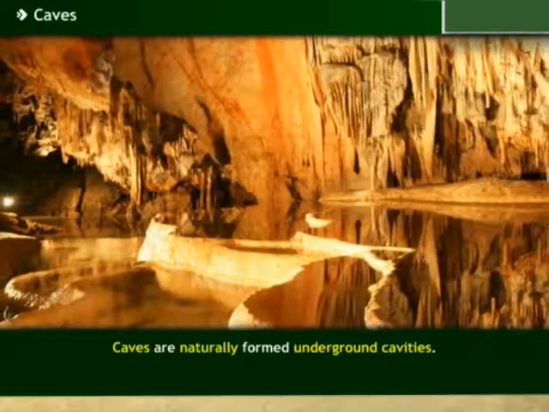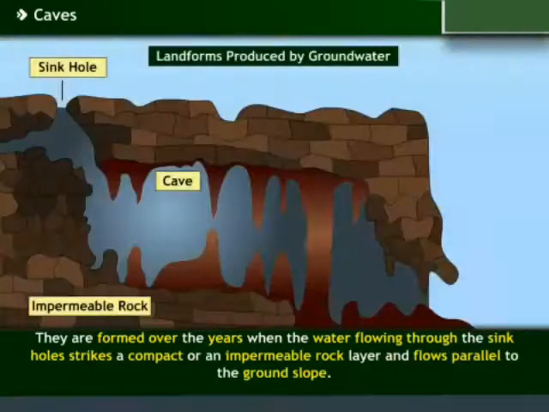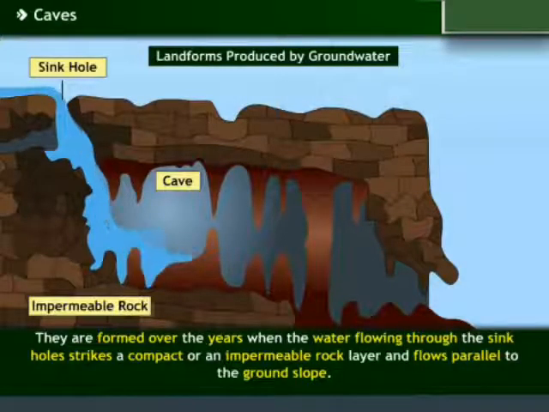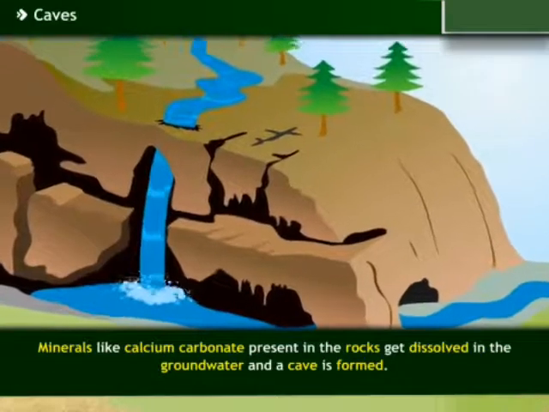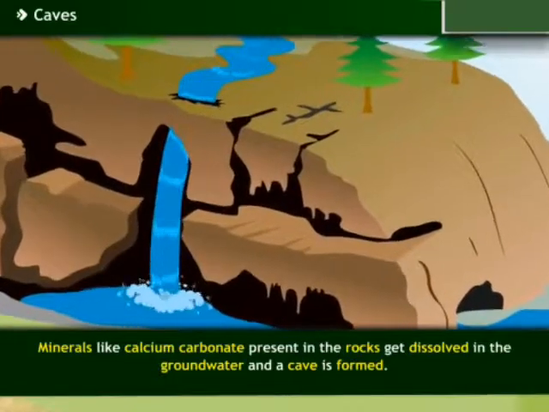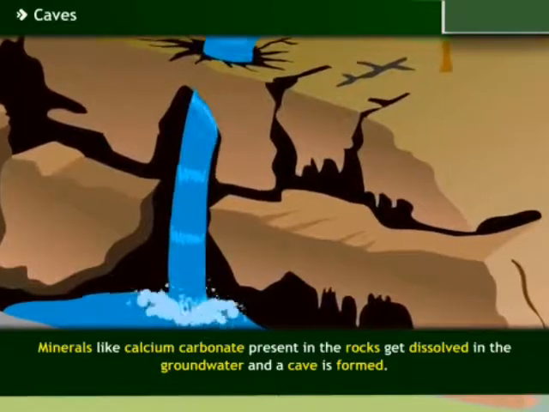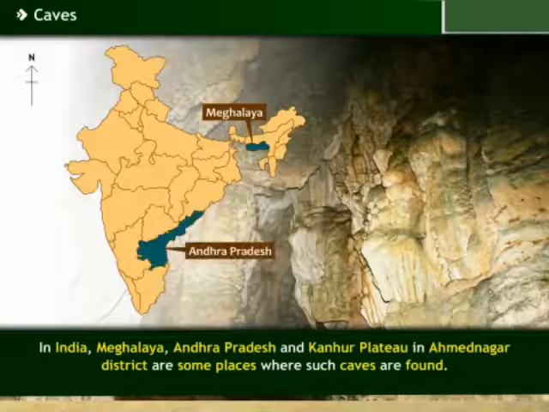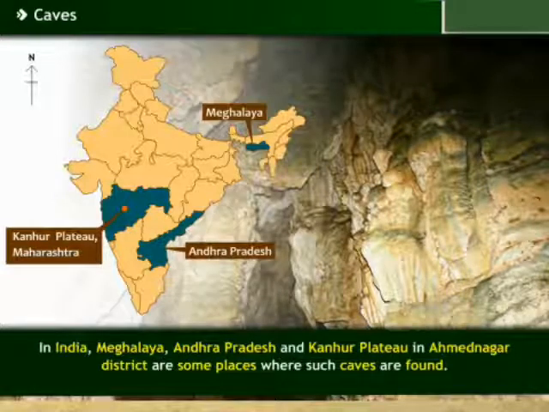Caves are naturally formed underground cavities. They are formed over the years when the water flowing through the sinkholes strikes a compact or an impermeable rock layer and flows parallel to the ground slope. Minerals like calcium carbonate present in the rocks get dissolved in the groundwater, and a cave is formed. Meghalaya, Andhra Pradesh and Kanhur Plateau in Maharashtra are some places where such caves are found.